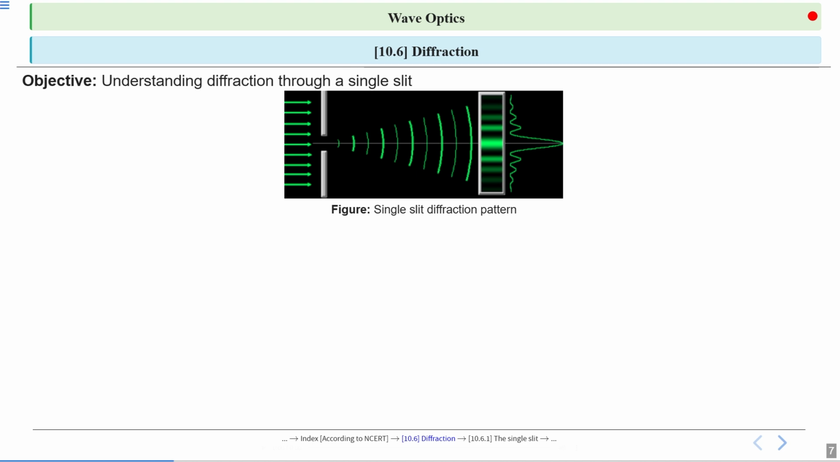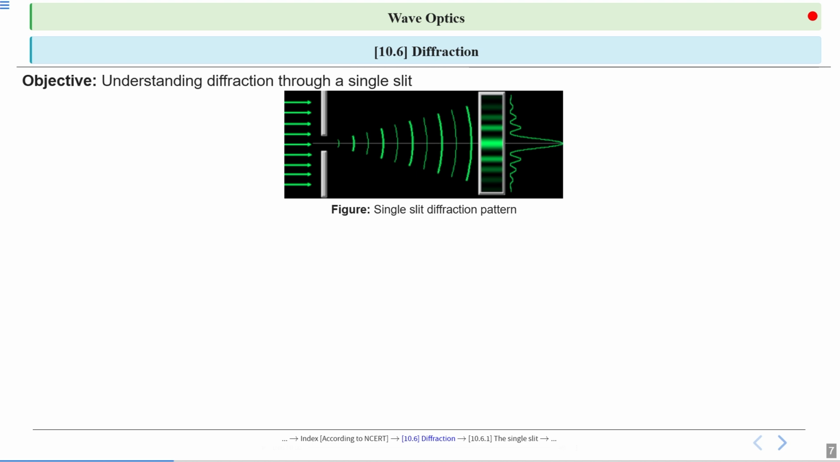In the figure you can see the light beam is coming, a plane wavefront is coming, and after passing through a narrow opening, that is a single slit. In Young's double slit experiment, we use a double slit. In diffraction, there is only a single slit, a very narrow opening. Due to that narrow opening, light is emerging and we can see the diffraction pattern. What is the mechanism? We will see.